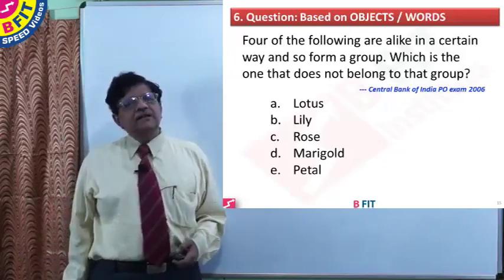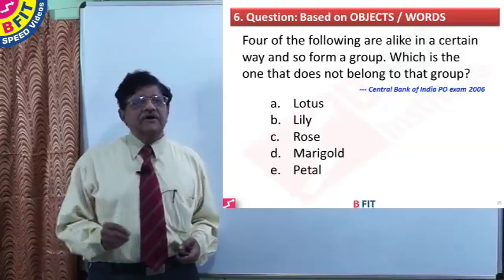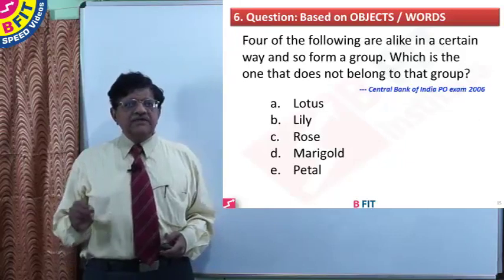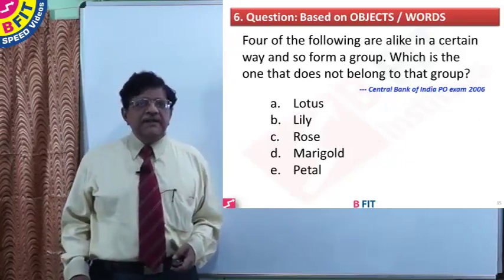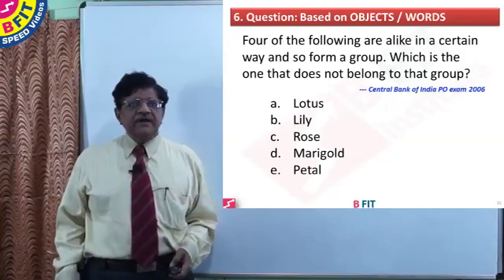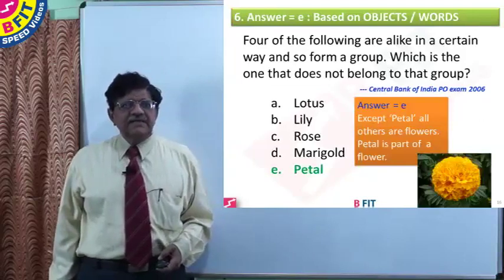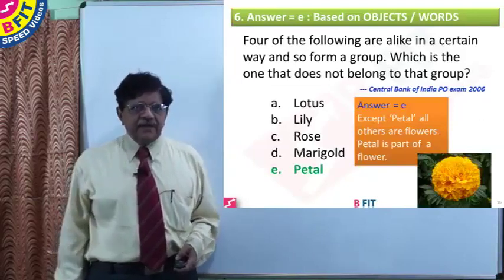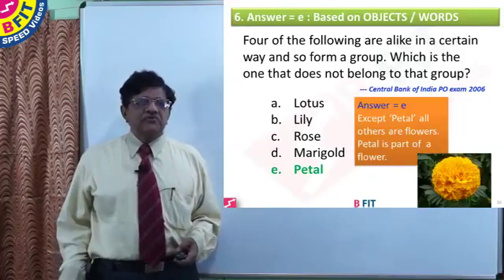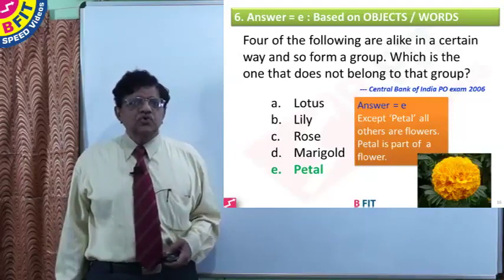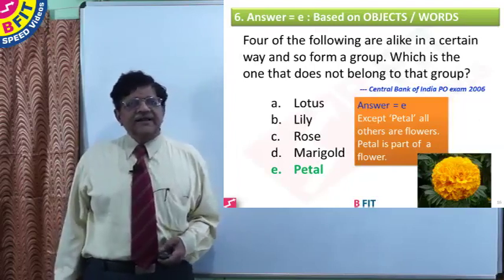Then what is petal? Petal is not a flower, it is again part of a flower. While lotus, lily, rose and marigold are flowers, petal is not a flower, it is a part of flower. Therefore, the answer is E, petal. And I have given a small picture of marigold so that those who don't know what is marigold can see it for themselves and understand.